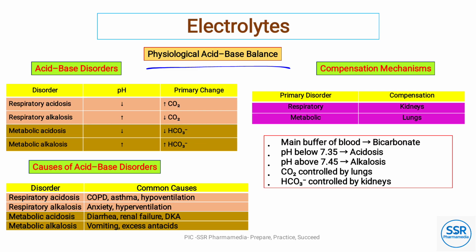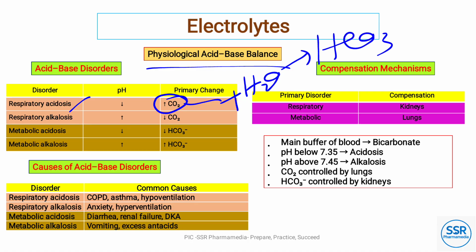So next is the physiological acid-base balance disorders. Respiratory acidosis means decreasing pH due to increasing carbon dioxide retention, so the lungs become acidic in nature because of the increased carbon dioxide level. The carbon dioxide reacts with water to form carbonic acid. That carbonic acid liberates the hydrogen ion. This hydrogen ion is responsible for the acidity.